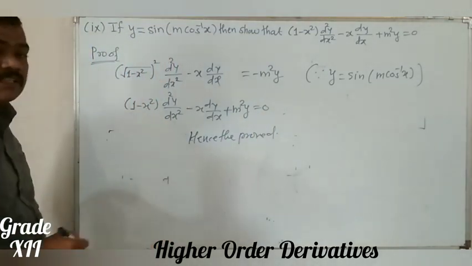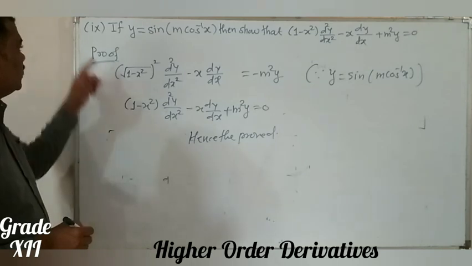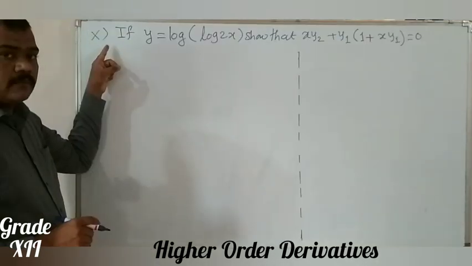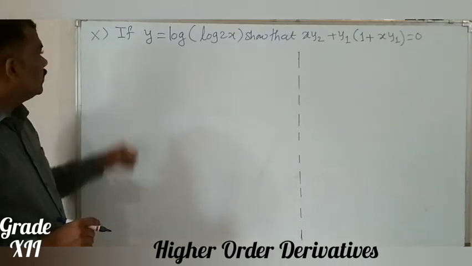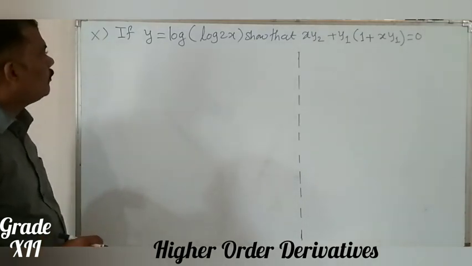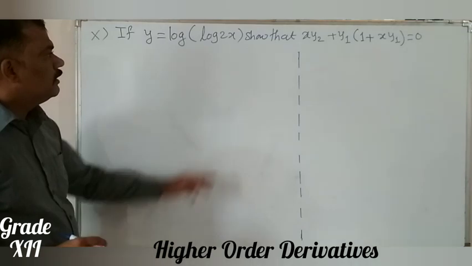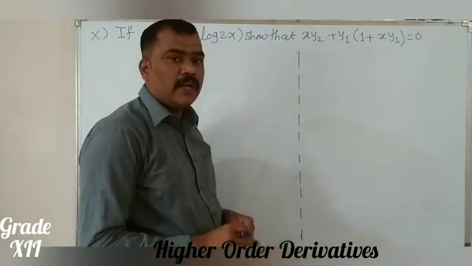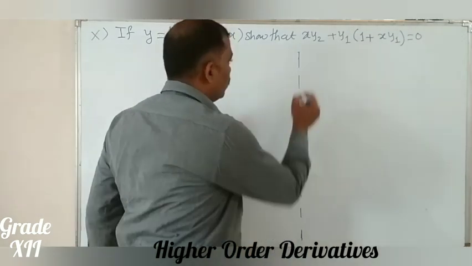After that we have to discuss example number 10. What is that example number 10? See here. Example number 10 is, if y is equal to log 2x, show that xy2 plus y1 into bracket 1 plus xy1 is equal to 0.